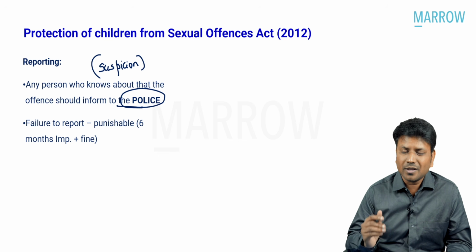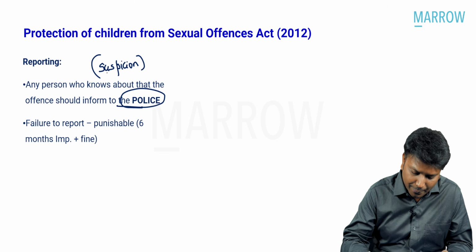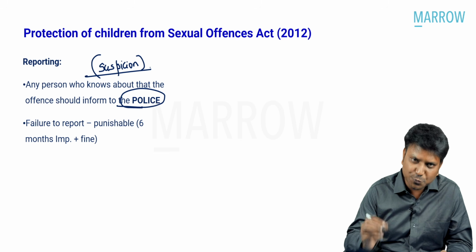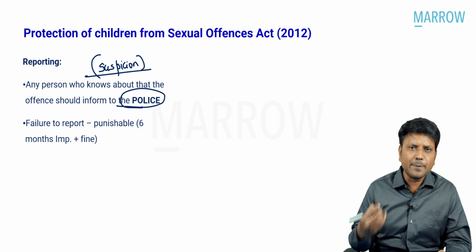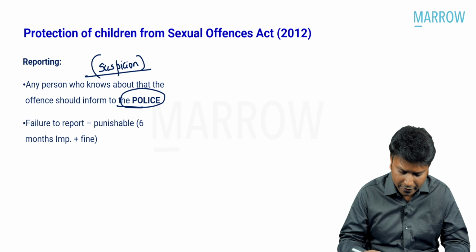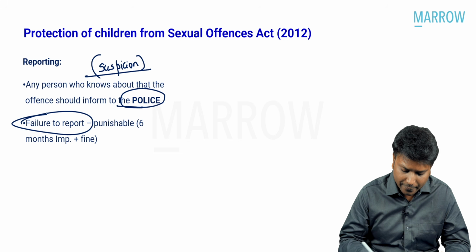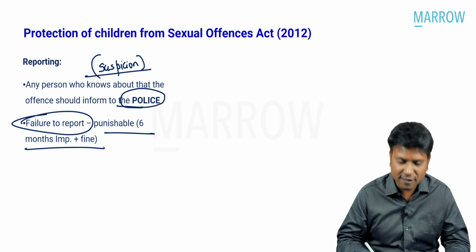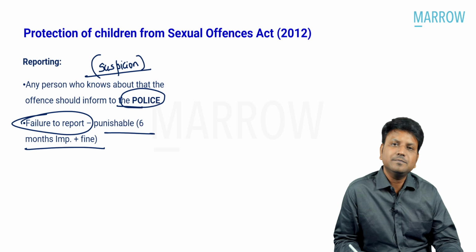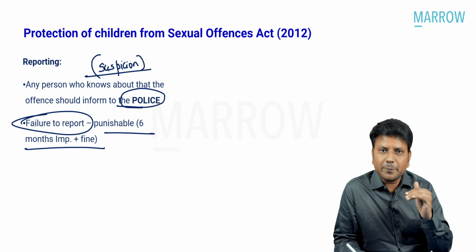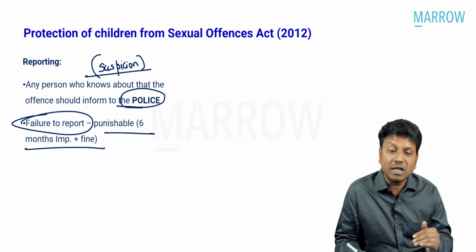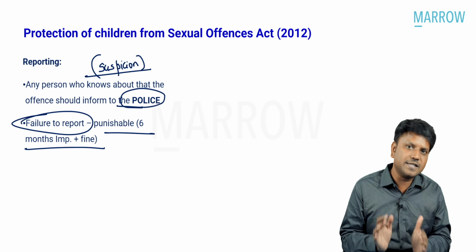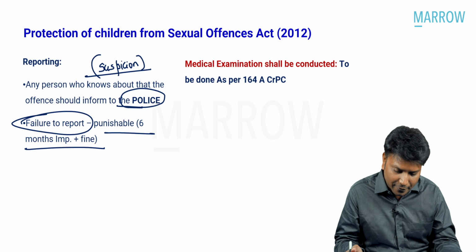It's not like that. Whether the crime has occurred, a committed offense, or if there is any suspicion of an offense itself, it is important for the person to inform the police. And any failure to report is punishable with 6 months imprisonment. And if the person happens to be the head of the institution, it carries even higher punishment, not 6 months itself.